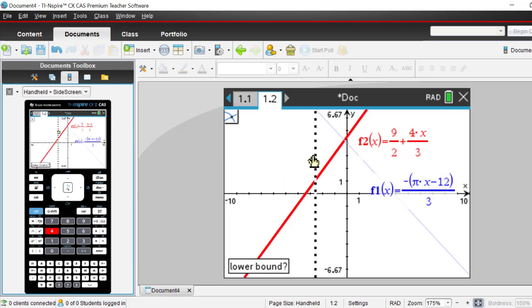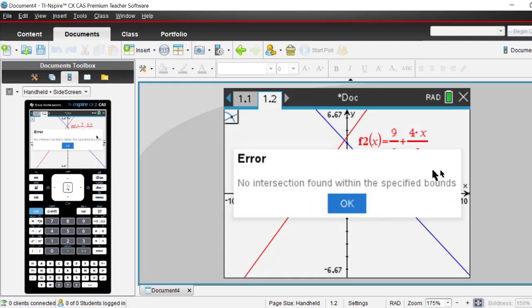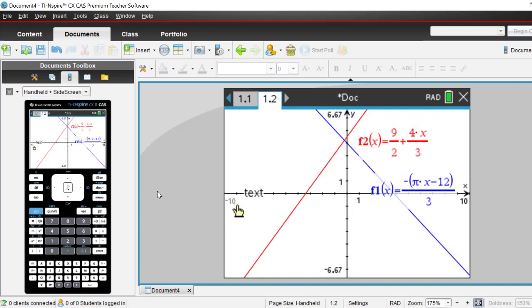Okay. Now, what happens is you then have what's called a lower bound. Now, lower bound works for intercepts. It works for intersections and things like that. What we're going to do is we're going to start with the intersection first. I can't start there, because if I start there, it's never going to find an intersection. No intersection within that bound. Do you see what I'm saying? So let's try it again.